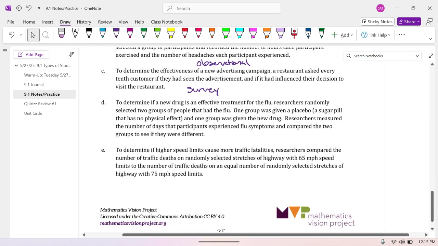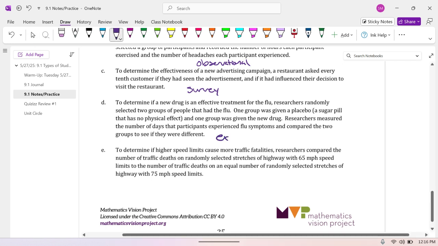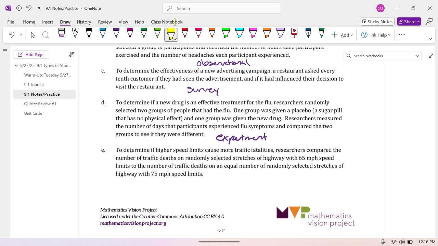All right, letter D, to determine if a new drug is an effective treatment for the flu, researchers randomly selected 2 groups of people that had the flu. One group was given a placebo, which is a sugar pill with no physical effect, and one group was given the new drug. Researchers measured the number of days that participants experienced flu symptoms and compared the 2 groups to see if they were different. What type? It's definitely an experiment. There's a control group. And again, it's because it said that one group was given that placebo. That's your control.